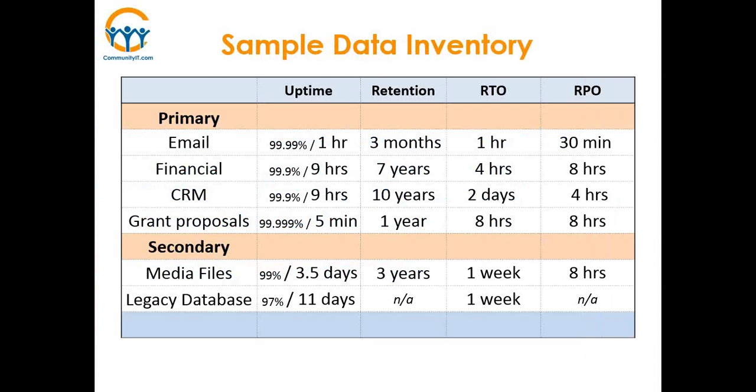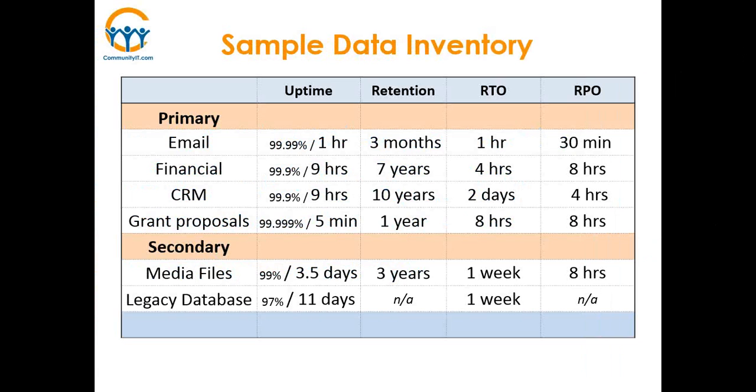So one thing we like to do is create a basic table to identify those primary systems, maybe some secondary systems, and then the different uptime, retention, RTO and RPO requirements around each one of those. So often, email is very important for organizations. Maybe it doesn't have as long a retention period. So if we delete something, and it's important, we'll realize it before 3 months is up.